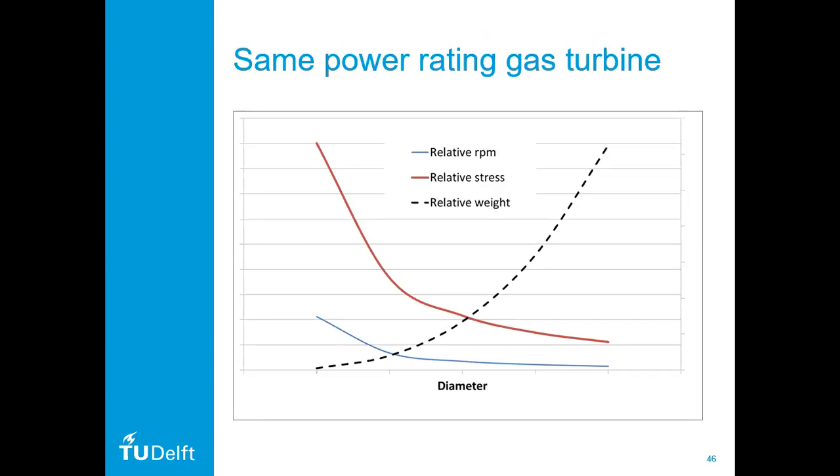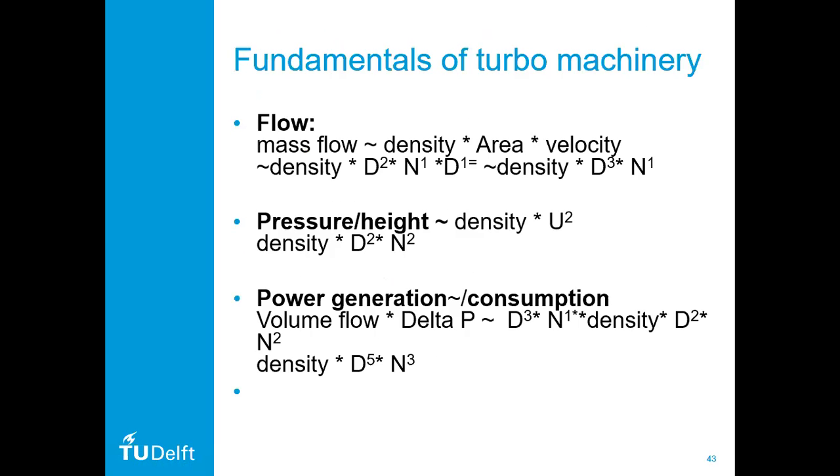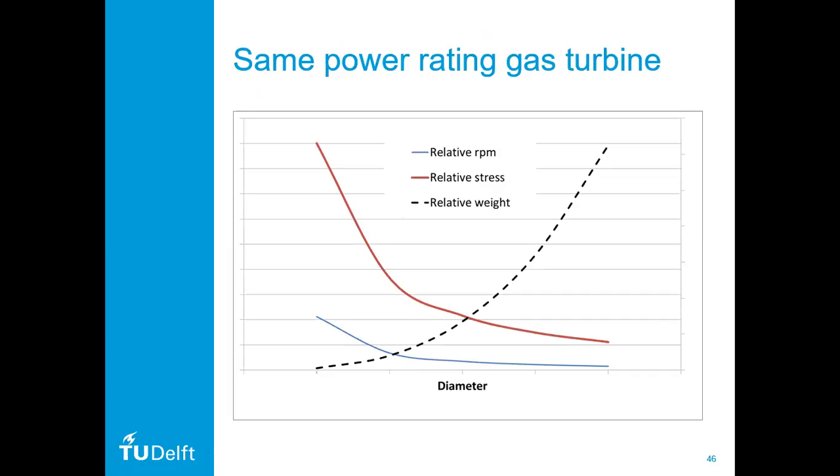If you look at the same power rating, so we have the same one here in the beginning, D to the fifth N cubed, assume that will be the same, and you vary the diameter, then you get the relative RPM. So with a smaller diameter, you need a higher RPM, like this. Important here is that the relative weight also scales with D to the power 3. You really see that it increases significantly.